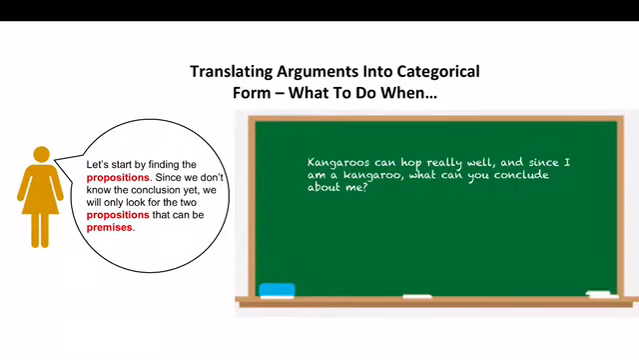So here comes our little logic teacher, and she says, let's start by finding the propositions. Remember, that's the first step. Since we don't know the conclusion yet, we will only look for the two propositions that can be premises. And so she writes it up on the chalkboard here. Kangaroos can hop really well, and since I am a kangaroo, what can you conclude about me? So that's the regular language, and we want to see if we can pull that out into categorical form.